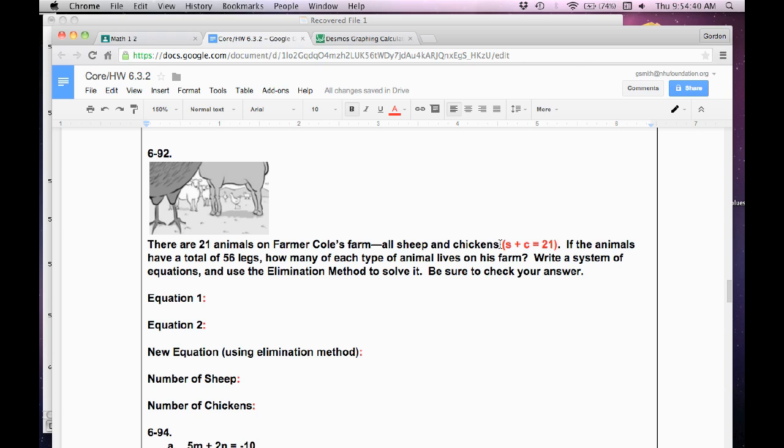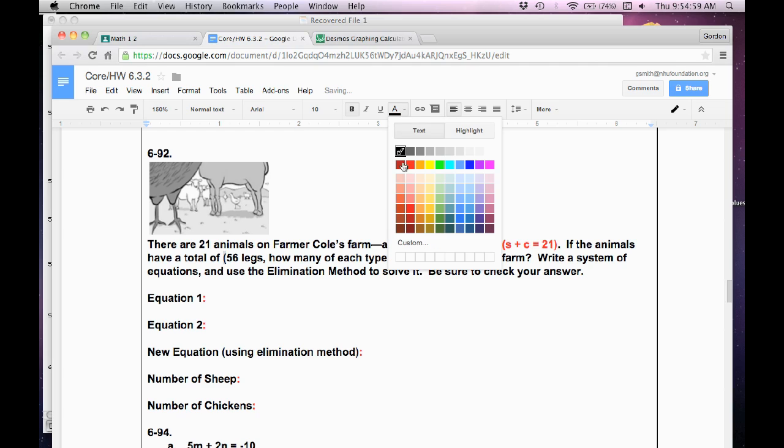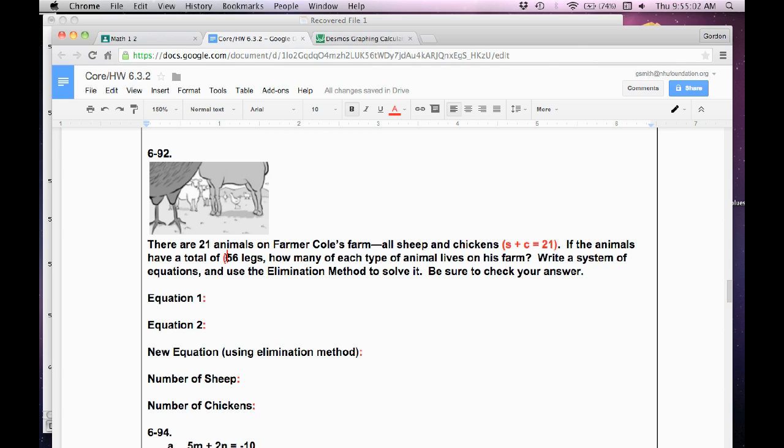If the animals have a total of 56 legs, how many of each type of animal live on this farm? Okay, let's think about this. A sheep has 4 legs, and a chicken has 2 legs. So, for every sheep, we're going to be talking about 4 legs. So, in other words, 4 times S for every sheep plus 2 legs for every chicken has got to be equal to 56 because that's how many legs they have altogether.